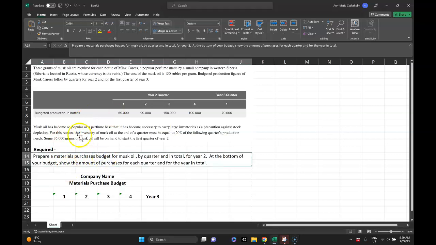Musk oil has become so popular as a perfume base that it has become necessary to carry large inventories as a precaution against stock depletion. For this reason, the inventory of musk oil at the end of a quarter must be equal to 20% of the following quarter's production needs. Some 36,000 grams of musk oil will be on hand to start the first quarter of year 2.